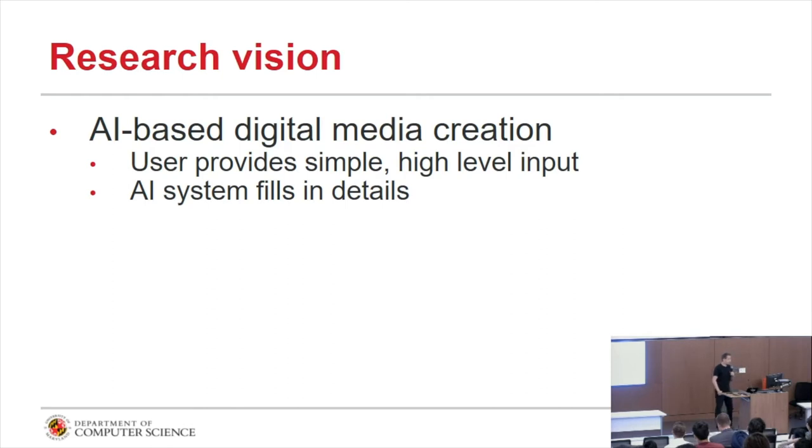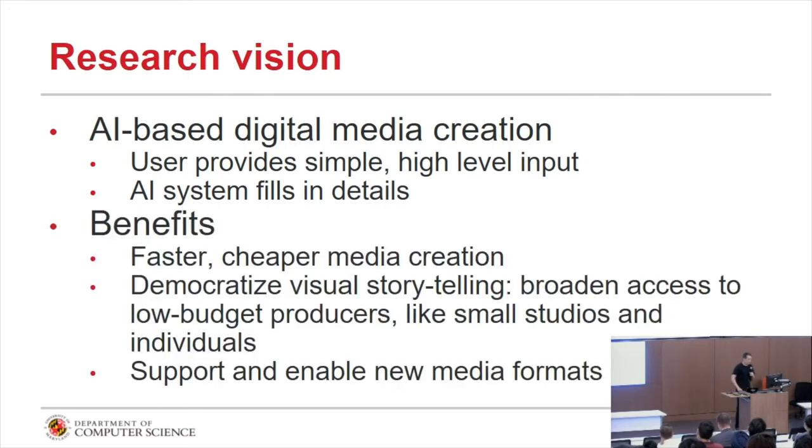Of course, this is a little bit vague here, but you can imagine that maybe in a few years we'll be able to direct such systems with natural language input and really, at a very high level, guide a system to produce the media that the user imagines. Now, of course, I think the benefits of this would be quite clear. We could create such media much faster and more cheaply. And this would democratize visual storytelling, really. It would broaden access to low-budget producers, maybe small studios, and individuals that could create very convincing, lifelike media very quickly and cheaply. Such new technology could also support and enable new types of media, for example AR, VR, or maybe even other types of visual media that are yet to be developed.